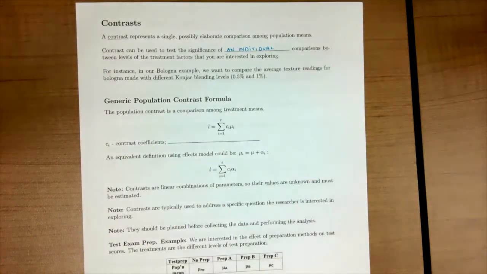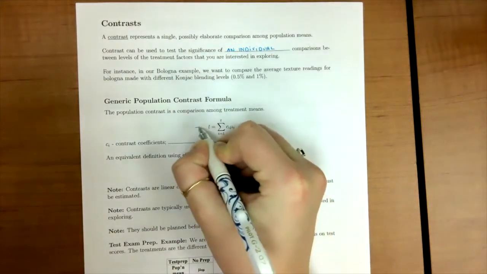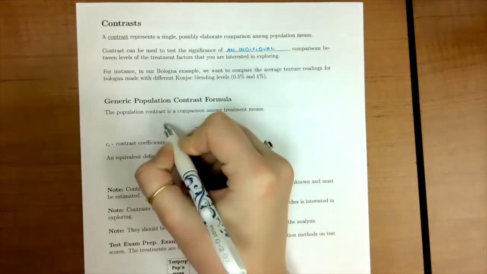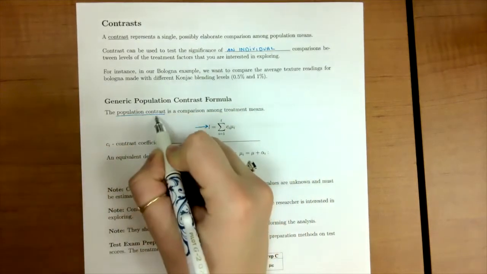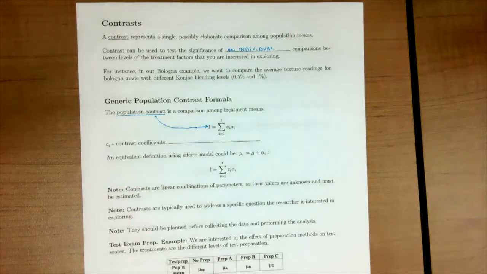Okay, so we can do a contrast when we have a specific comparison that we want to make. Before we go into super detail and doing the analysis, let's introduce some notation. The population contrast is a comparison among the treatment means, and we denote the population contrast by L. What it's going to be is a linear combination of our parameters.